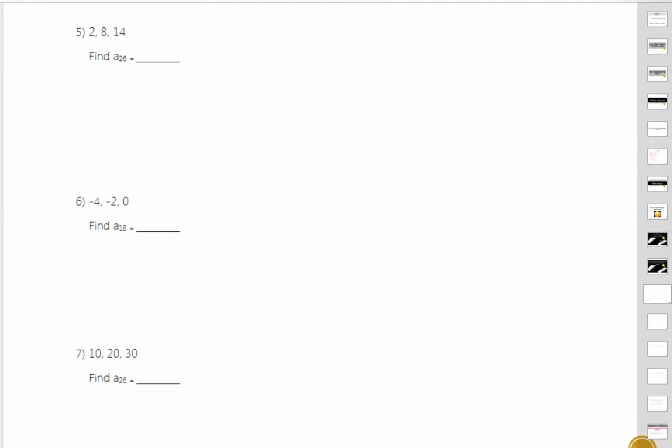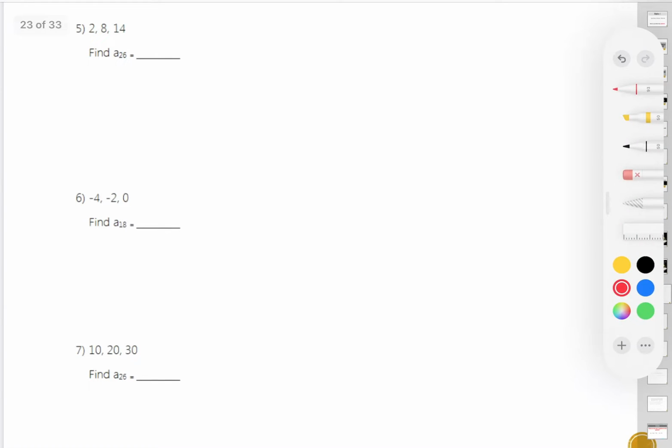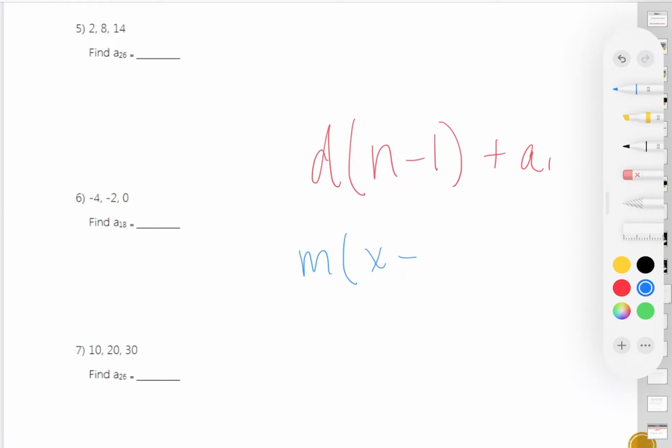Try the same thing for 5, 6, and 7. I'll write your formula here. So you start by finding the common difference. Then you put the desired number minus 1 plus your starting number. This is very similar to the beginning of the year when we said that we have a change number that's m, x minus x1, and then this is my y-intercept, or my y1.